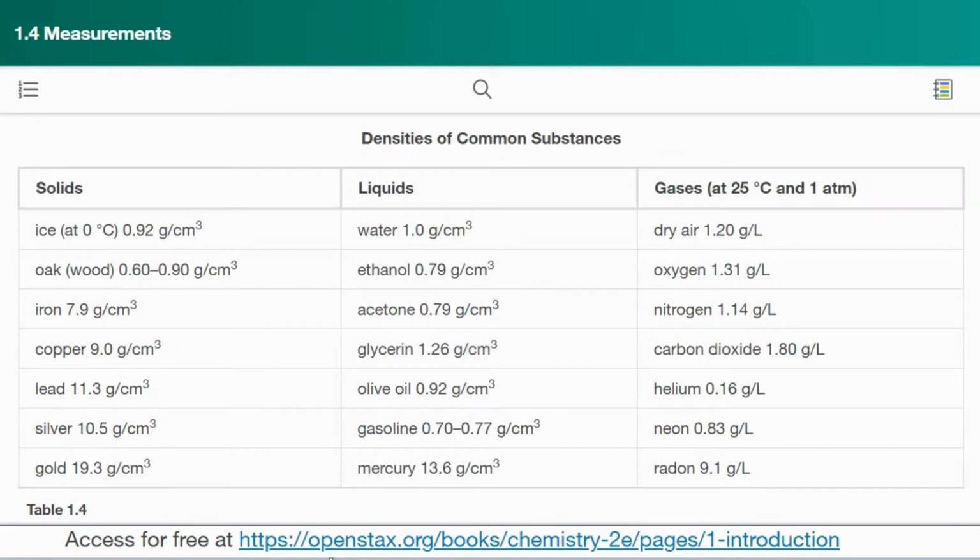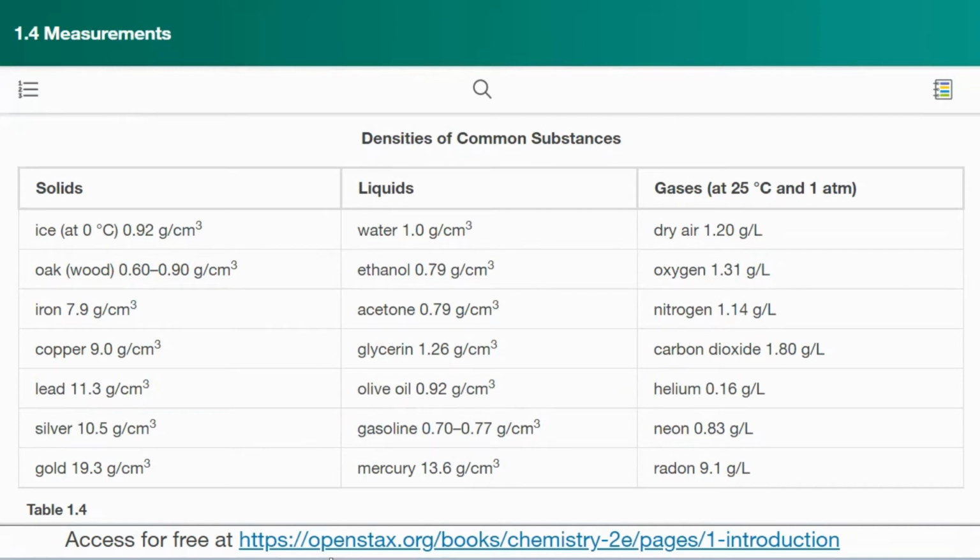Liquids. Water is 1 gram per cubic centimeter. Ethanol, 0.79 grams per cubic centimeter. Acetone is 0.79 grams per cubic centimeter. Glycerin, 1.26 grams per cubic centimeter. Olive oil, 0.92 grams per cubic centimeter. Gasoline is 0.7 to 0.77 grams per cubic centimeter. And mercury is 13.6 grams per cubic centimeter.